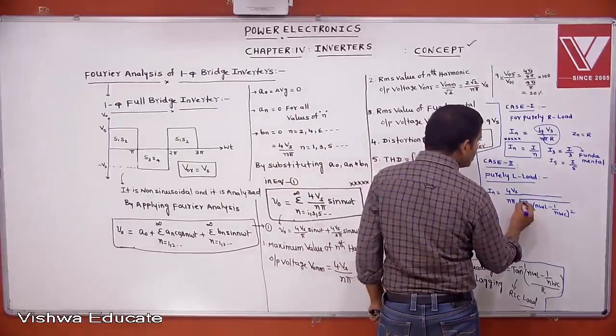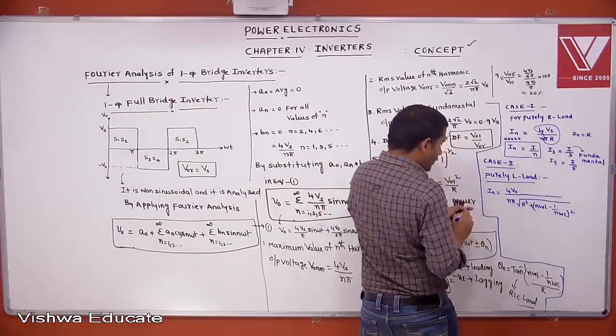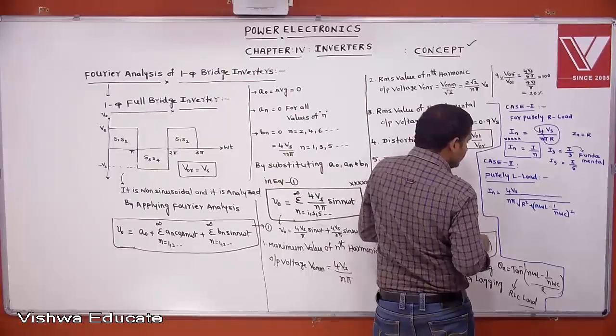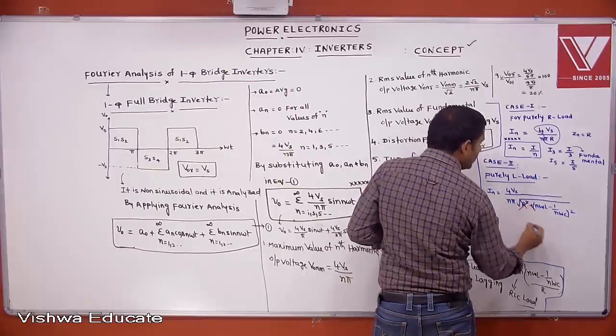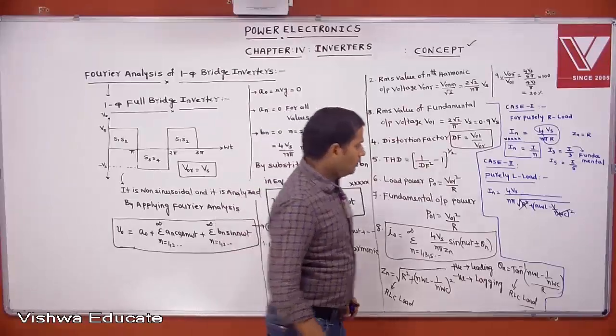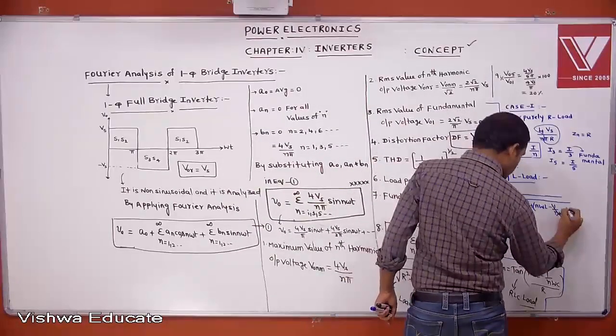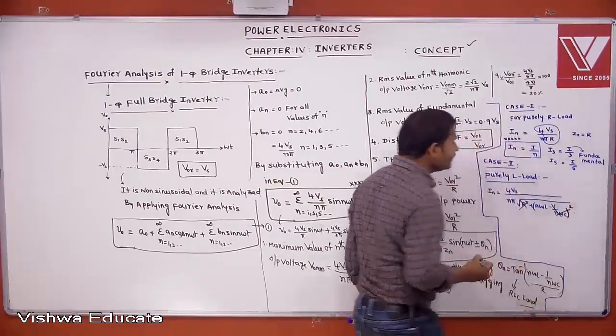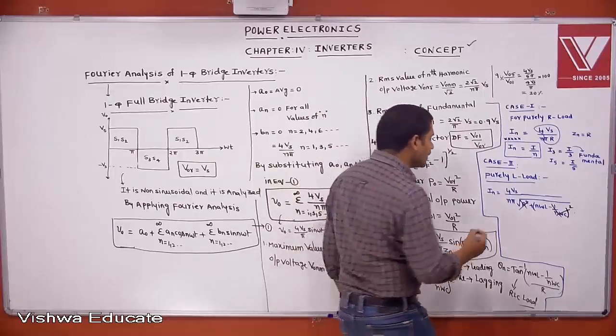Purely inductive load means resistance is neglected. This capacitance is also neglected. This is whole square, na? This total is whole square. Then what you get?